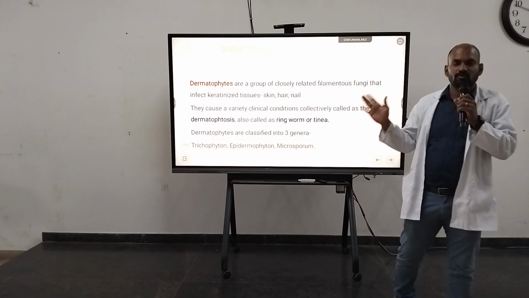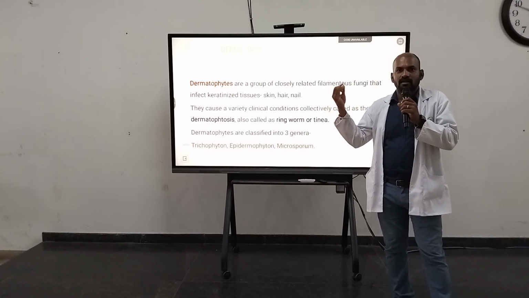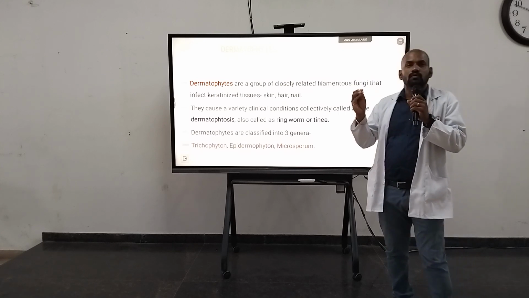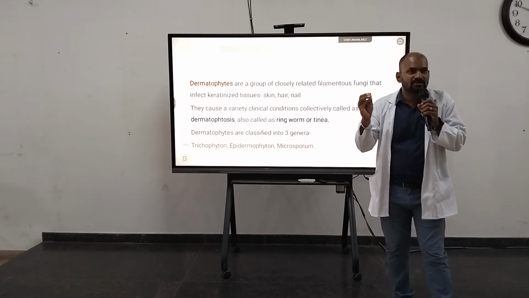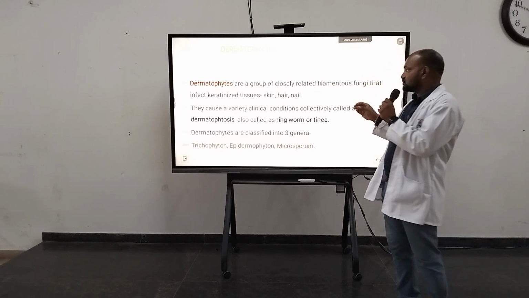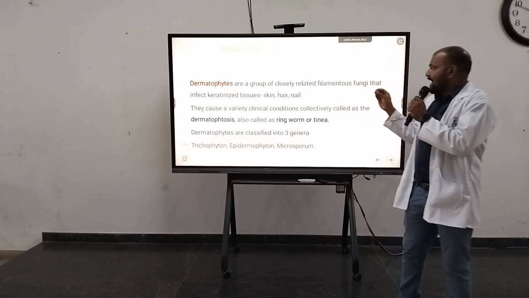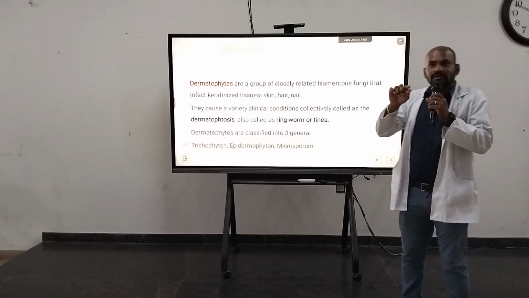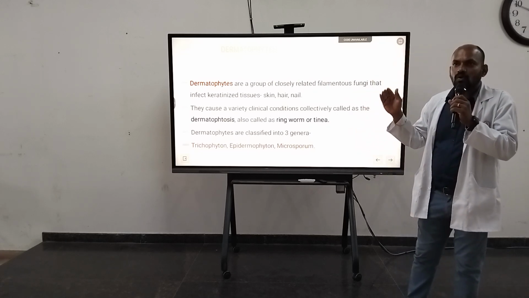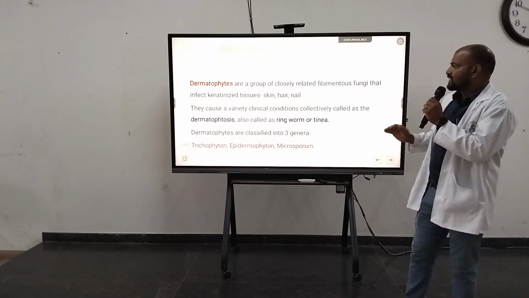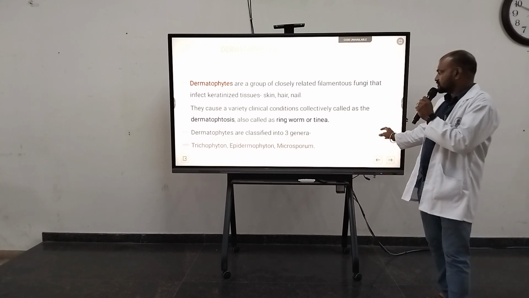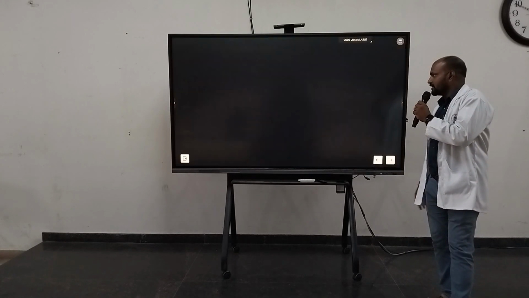Dermatophytosis is caused by the dermatophytic fungi Trichophyton, Epidermophyton, and Microsporum. Dermatophytes are a group of closely related filamentous fungi which infect only the superficial keratinized tissues, especially the skin, hair, and nail. Collectively the clinical condition is called dermatophytosis, ringworm, or tinea. The most predominant dermatophyte is Trichophyton, followed by Microsporum and Epidermophyton.